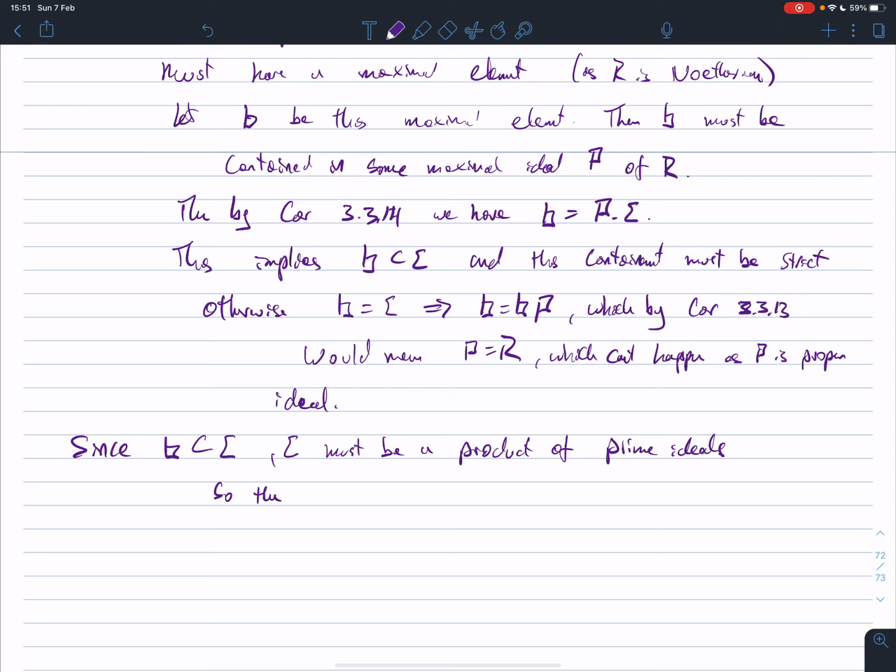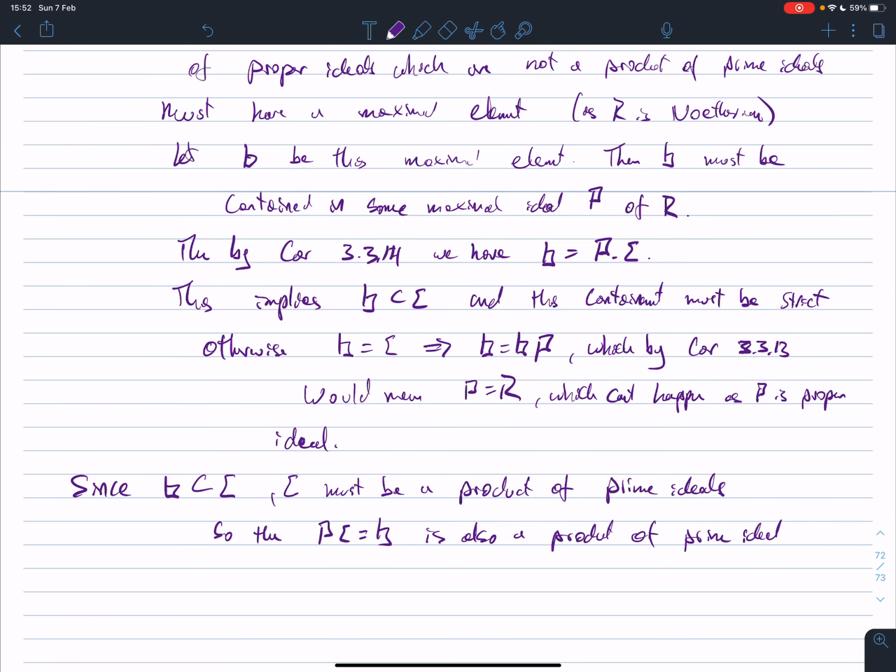So then P times C equals B is also a product of prime ideals. C is a product of prime ideals, and now it's P times a product of prime ideals. So B is a product of prime ideals, which contradicts our assumption, because we took B to be the biggest ideal which was not a product of prime ideals. Okay, great. So every ideal can be written as a product of prime ideals.